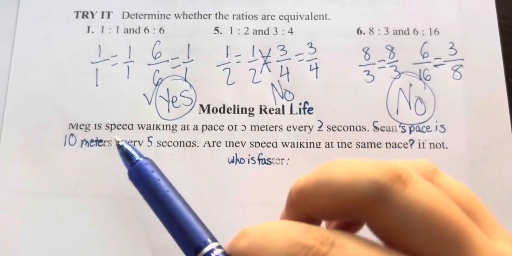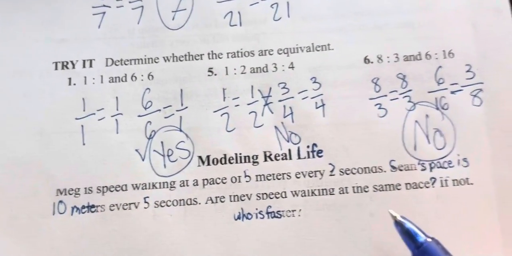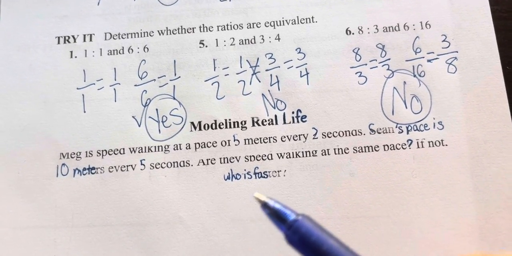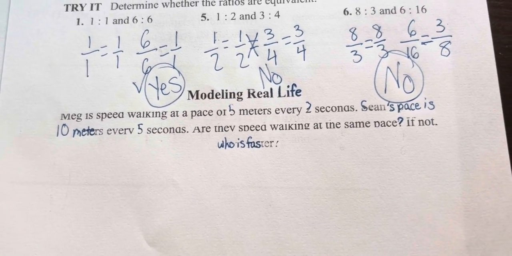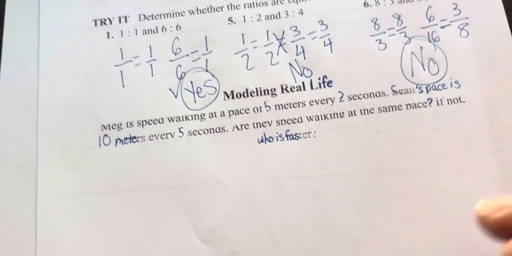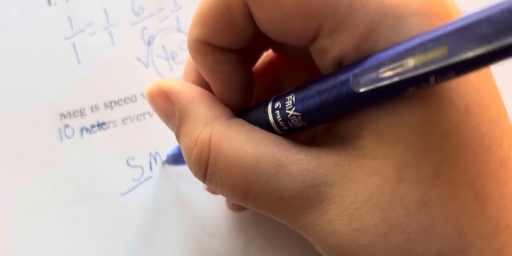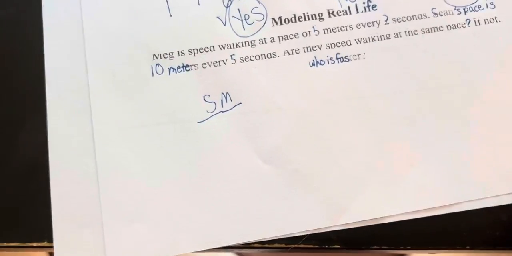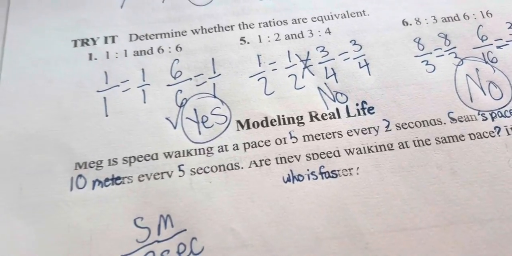Modeling real life. Meg is speed walking at a pace of 5 meters every 2 seconds. Sean's pace is 10 meters every 5 seconds. Are they speed walking at the same pace? If not, who is faster? So, I've got Meg, not Sean, who is speed walking at 5 meters. Don't forget your labels. When you can use them, use them. Every 2 seconds. Okay? 5 meters every 2 seconds.